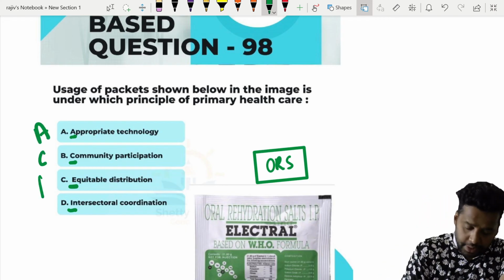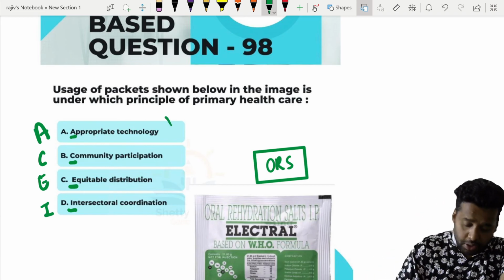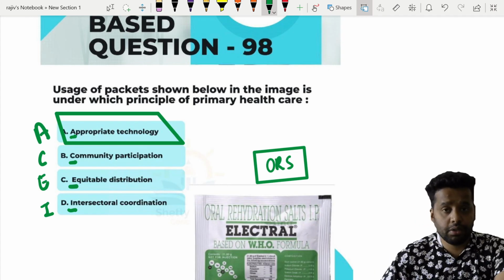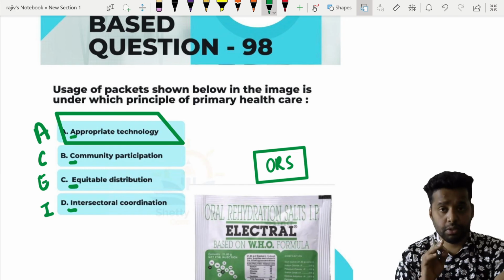The mnemonic is ACE inhibitors. Very good. ORS will come under appropriate technology. Answer is correct: affordable, easy to use, acceptable to the population. That is also very important.